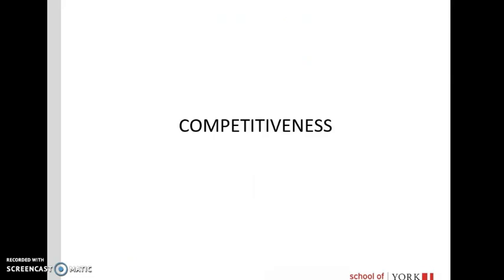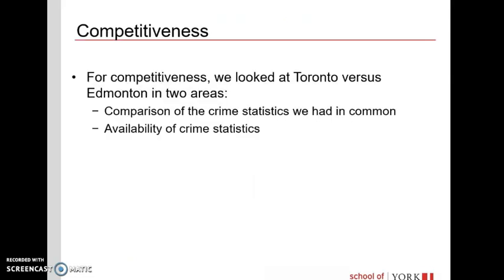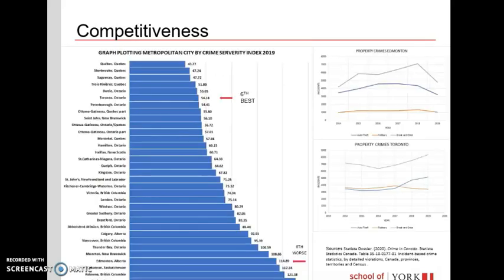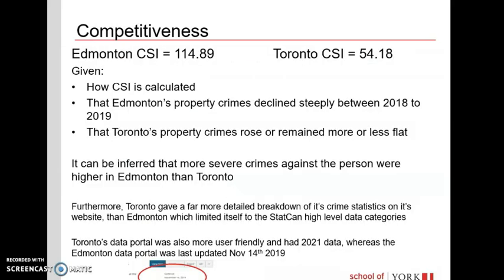For competitive analysis, we looked at Toronto versus Edmonton in 2 areas: comparison of the crime statistics we had in common, and availability of crime statistics. This graph shows the crime severity index for 2019 for metropolitan cities. We see Toronto was the 6th best, whereas Edmonton was the 5th worst. This is despite the fact property crimes in Toronto were increasing or almost flat between 2018 and 2019, whereas property crimes in Edmonton were decreasing over the same period.